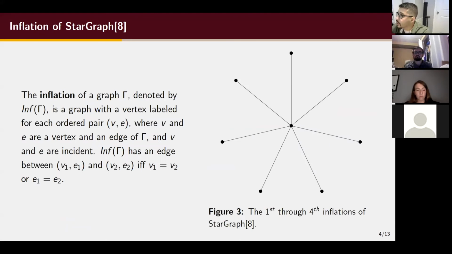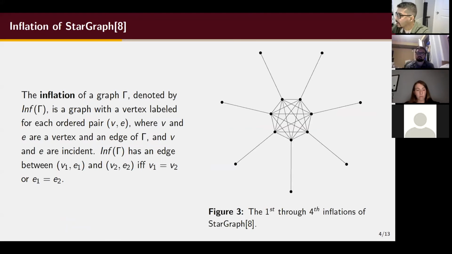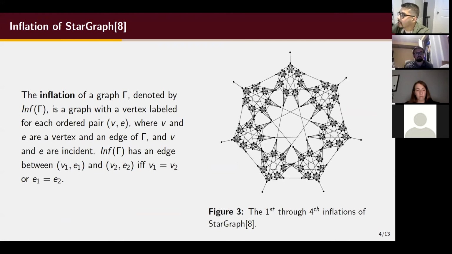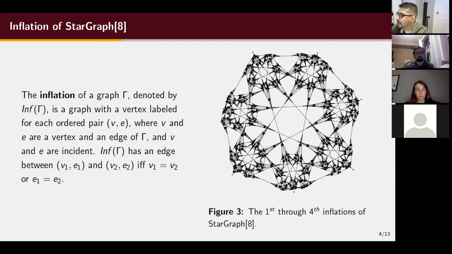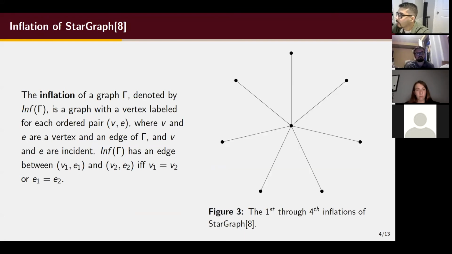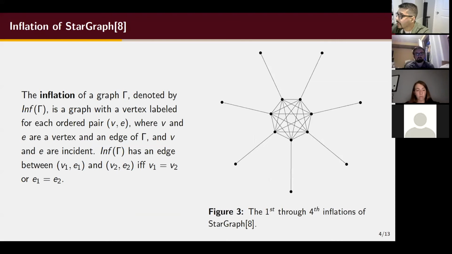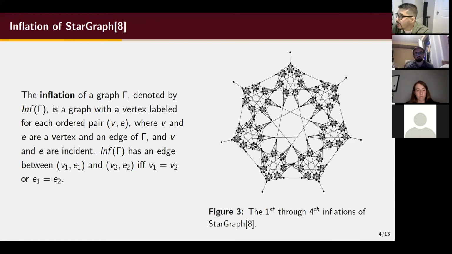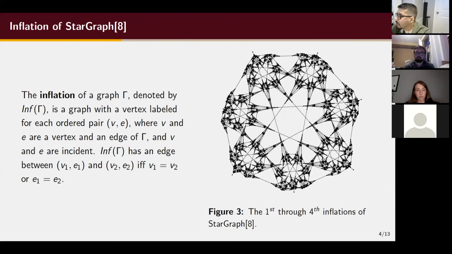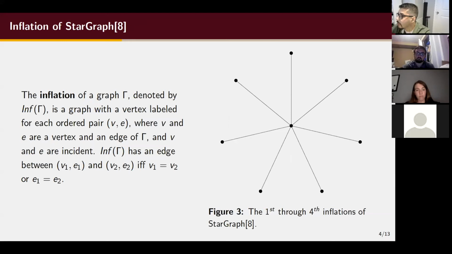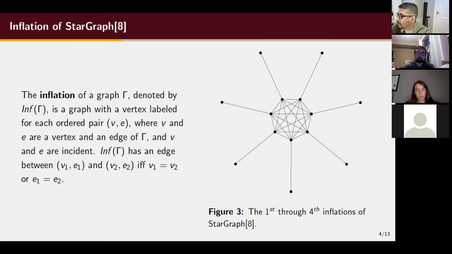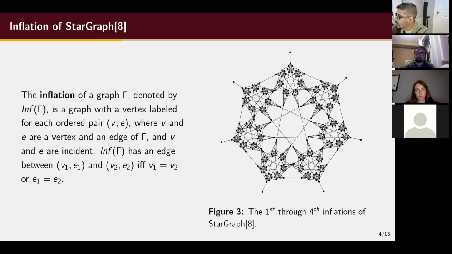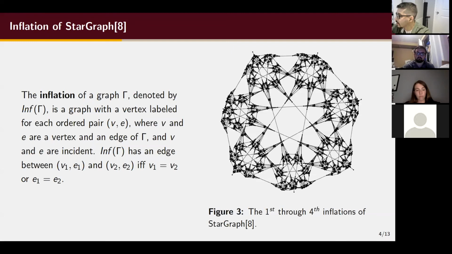We also use the inflation operation, which is a little bit less well known than the line graph operation. And the definition reads, the inflation of a graph gamma denoted by inf gamma is a graph with a vertex labeled for each ordered pair V, E, where V and E are a vertex and an edge of gamma, and V and E are incident. The inflation of gamma has an edge between (V1, E1) and (V2, E2) if and only if V1 equals V2 or E1 equals E2. And so just like in the previous example, we use the same star graph on 8 vertices to show the first through the fourth inflations.